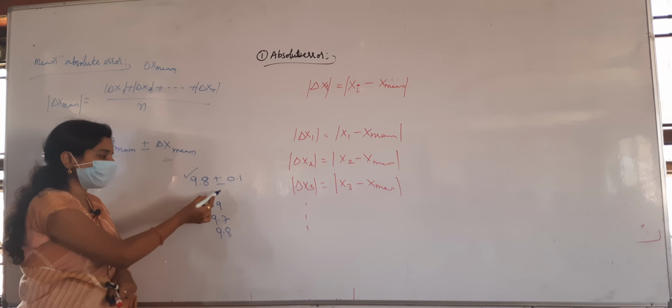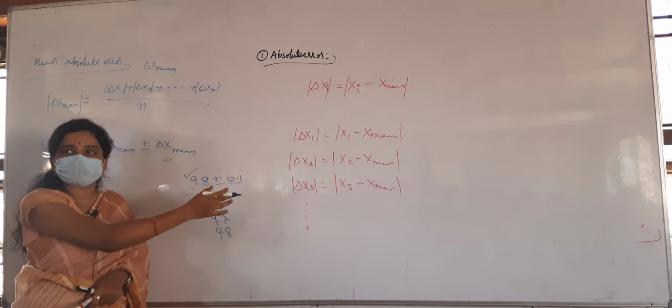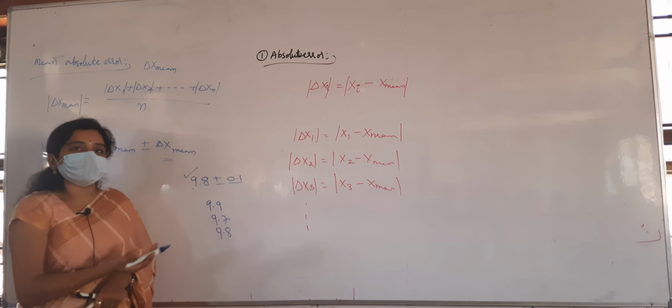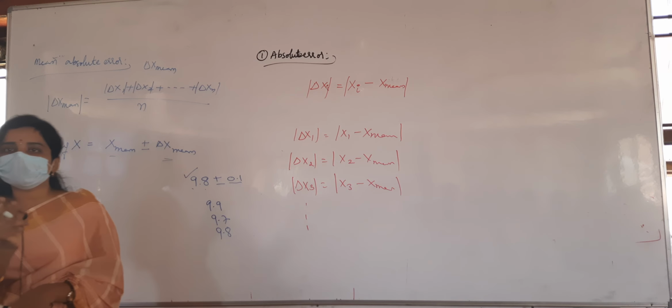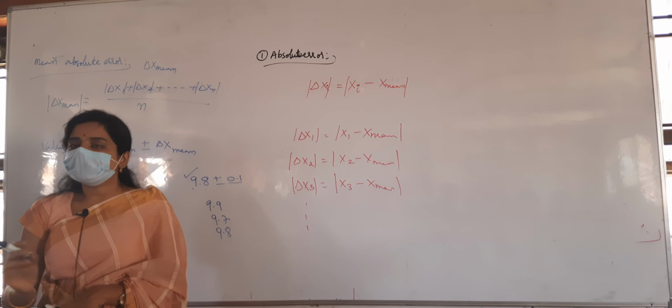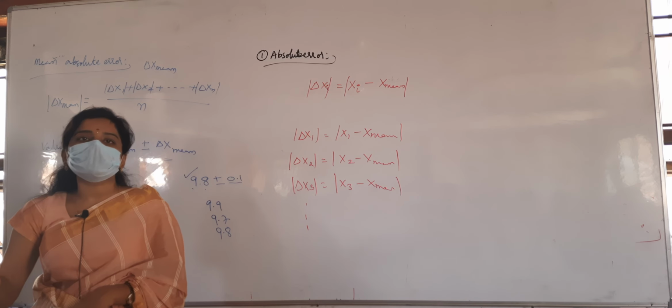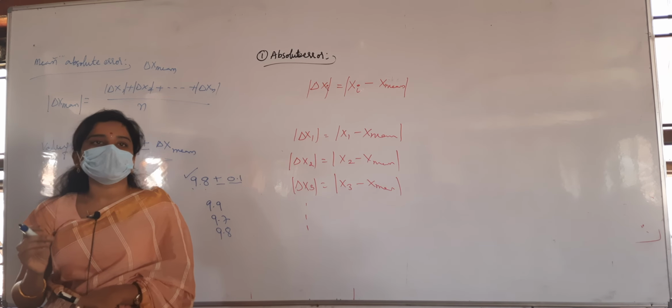So 9.9 is just 0.1 above, 9.8 is exactly the mean, and 9.7 is just below. Here I am saying that my true value is 9.8, but whatever I measured will be either 0.1 above or 0.1 below that value. That is how you have to note any value.